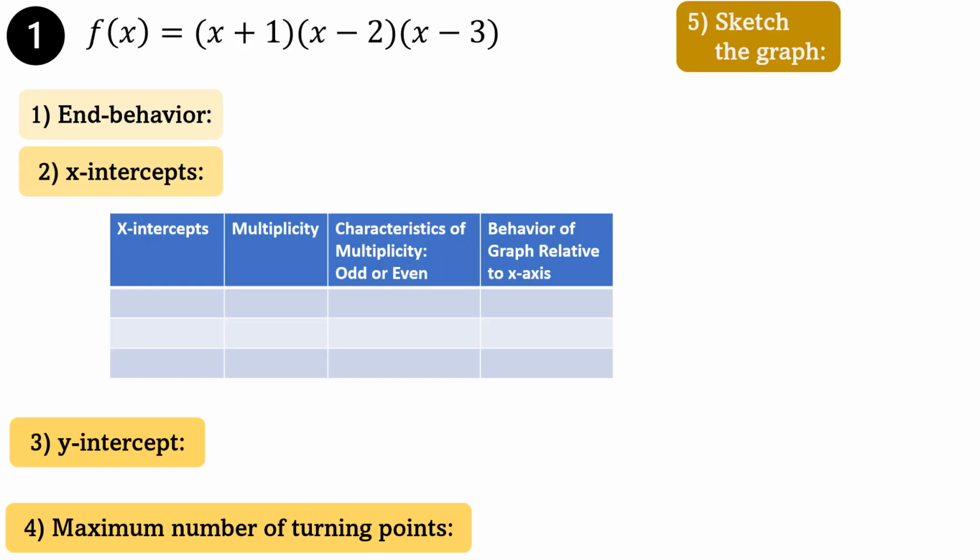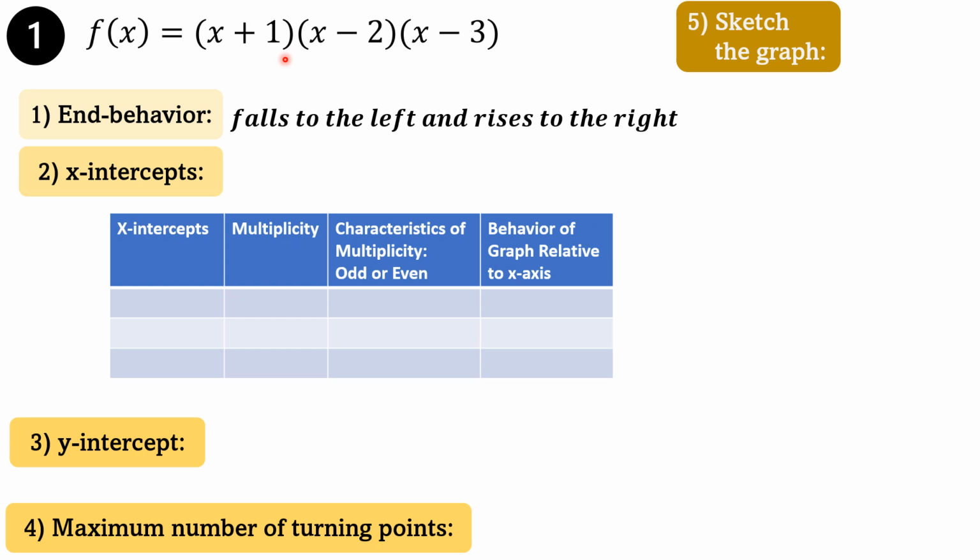Sketch the graph of f of x equals (x plus 1)(x minus 2)(x minus 3). Step 1. End behavior. The leading term in this function is x cubed. The characteristic of the degree is an odd number and the sign of the leading coefficient is positive, so it's odd positive, therefore the end behavior falls to the left and rises to the right.